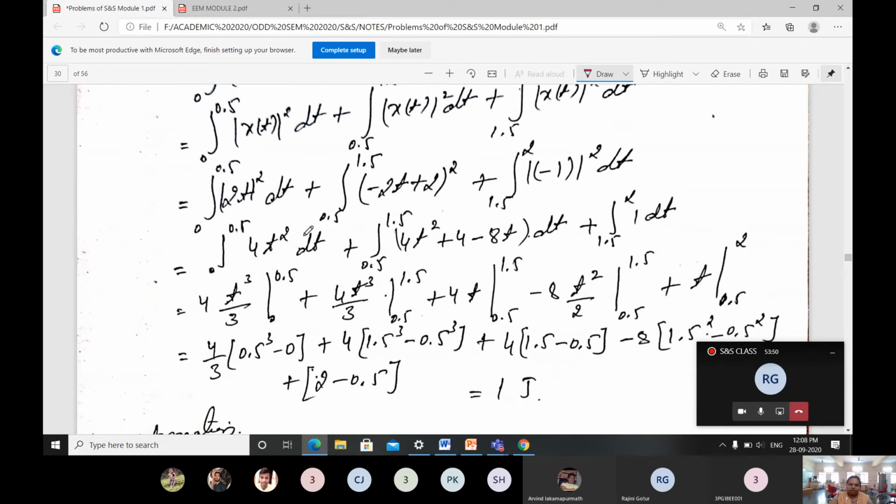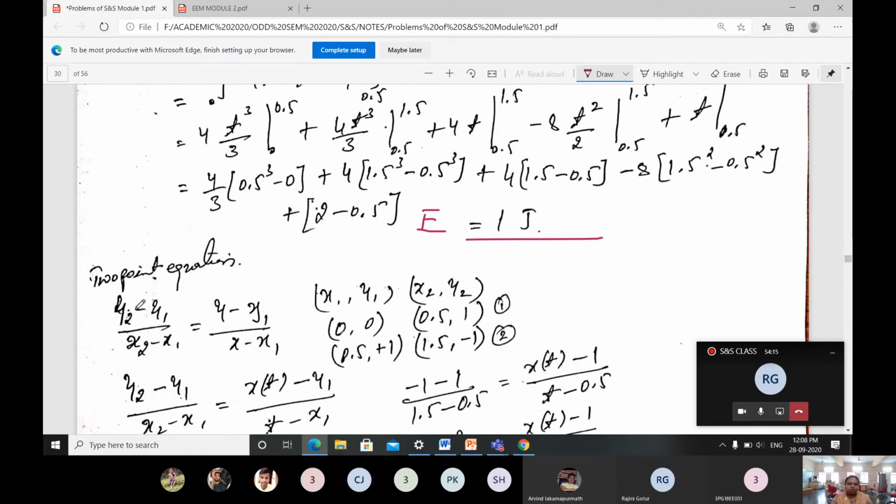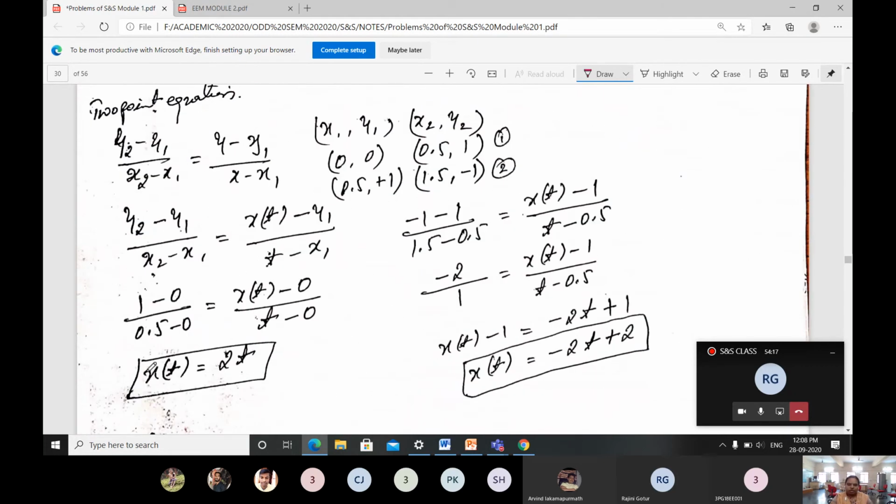2t square means 4t square. Here use your a minus b whole square equation. 4t square plus 4 minus 8t you will get. Here minus 1 square means 1 only. You'll get t only. Then what you have to do? Integrate for each parameter as we did in the previous problem. Just go on and substitute here. You'll get 1 joule. E is going to be 1 joule. I did the 2-point equation here. Just go through this, you'll get x of t from these 2 points.